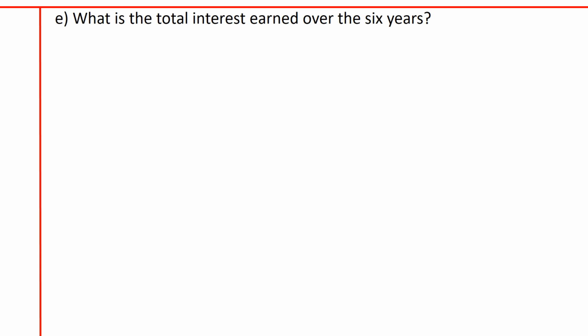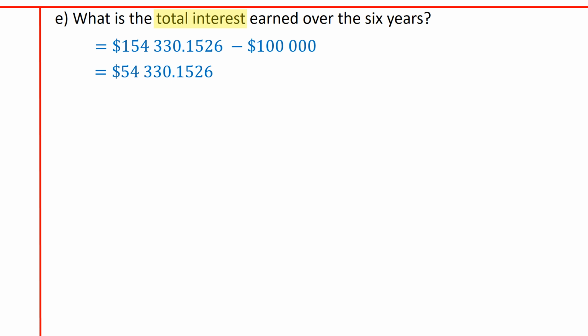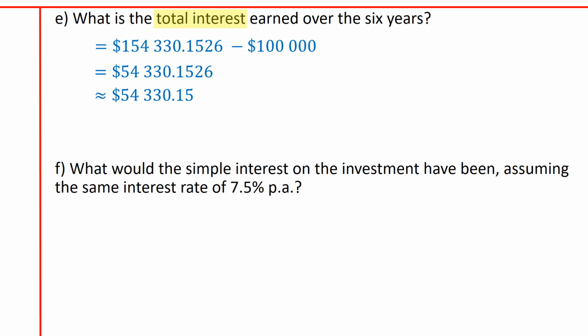Okay, part E says, what is the total interest earned over the 6 years? We just worked that out in the previous part using the first method. So we have the final amount. Remember, that includes the compound interest and the investment. And so we end up with that $54,330.15. That's the answer to that part.